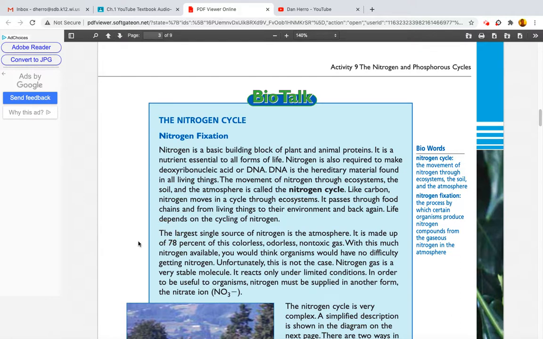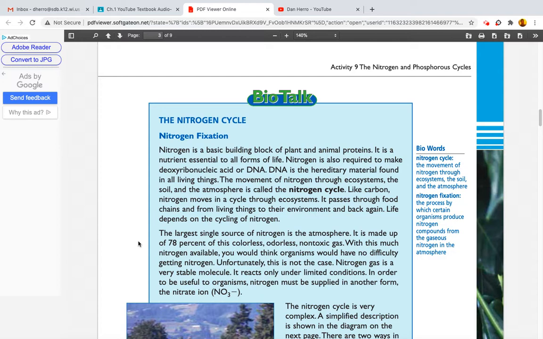The largest single source of nitrogen is the atmosphere. It is made up of 78% of this colorless, odorless, non-toxic gas. With this much nitrogen available, you would think organisms would have no difficulty getting nitrogen. Unfortunately, this is not the case.